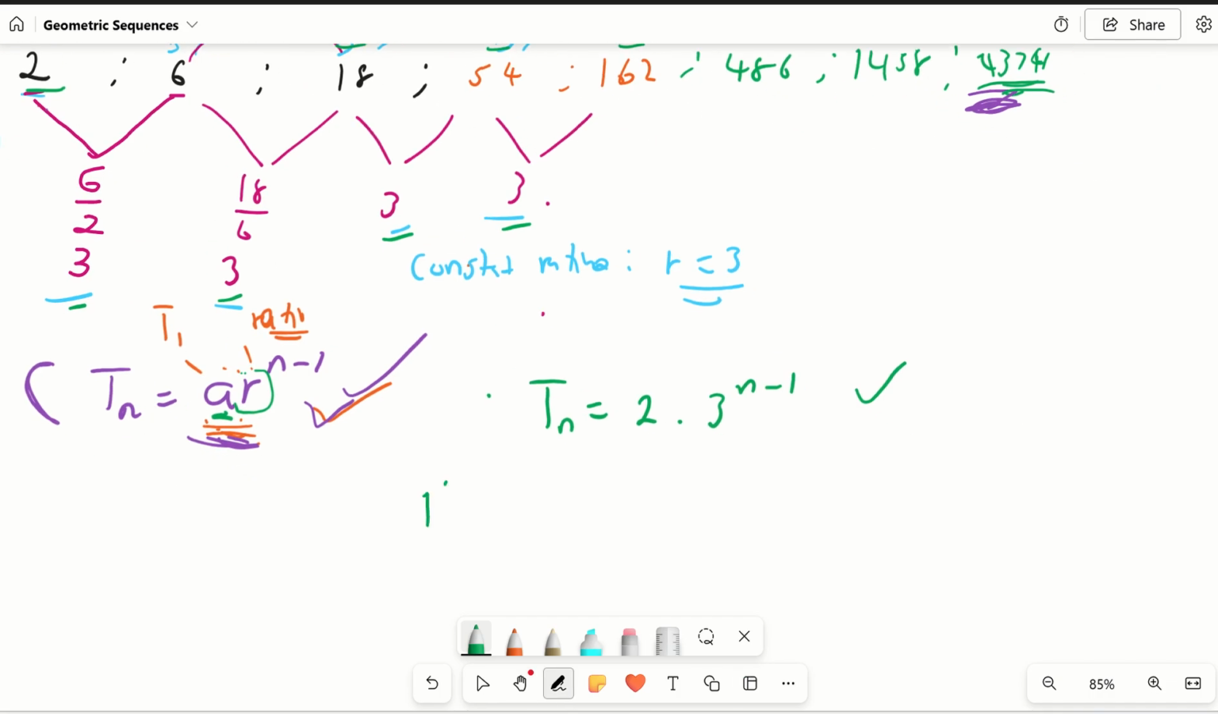So we go T8. Wherever we have n, we put 8. Let me use my calculator. It gives me 4,374, which matches what we got earlier. So now we are comfortable. All of us know this formula does indeed work. Sharp. Let's do another example.